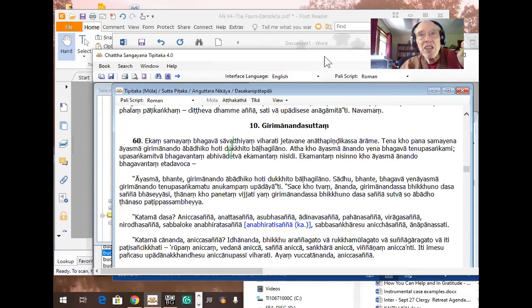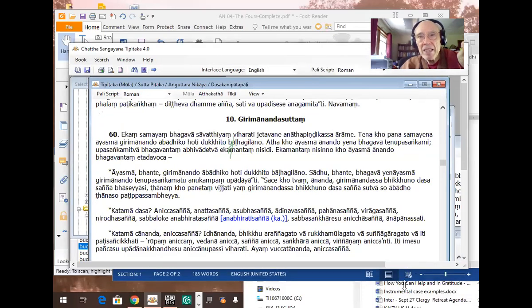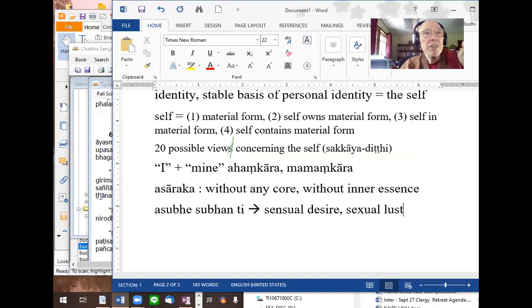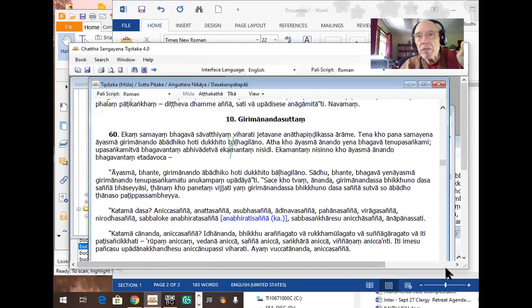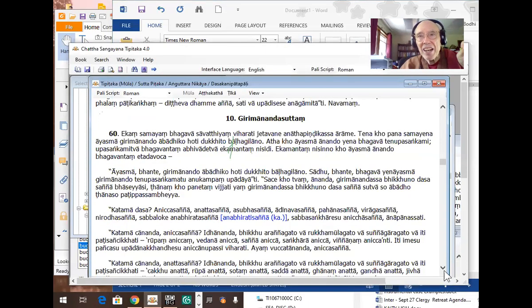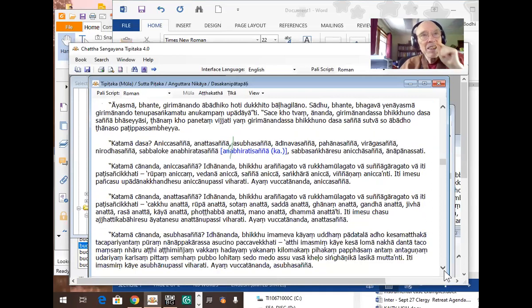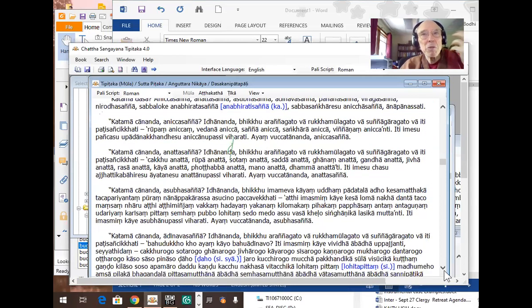Here we have the instructions for developing the perception of the unbeautiful or the unattractive. So this is a little bit for those with a strong mind. You have to have a strong mind to practice this. So what is the perception of the unattractive?